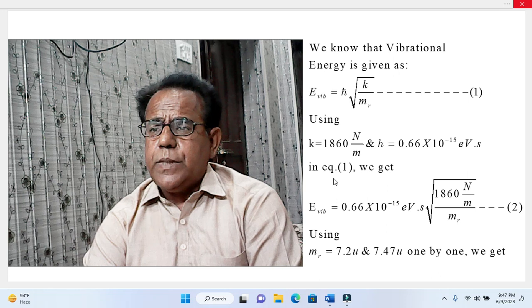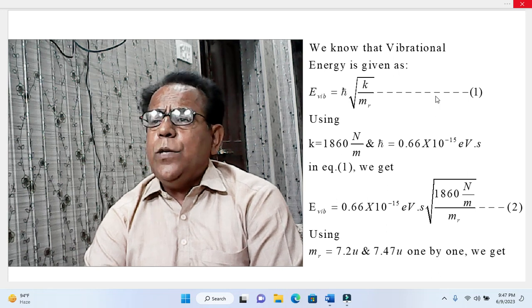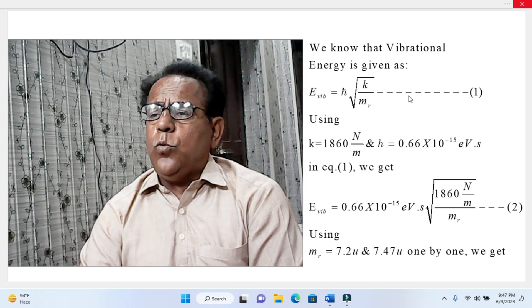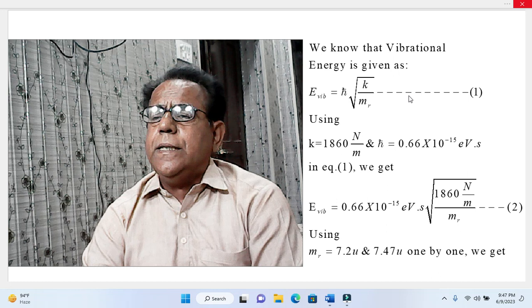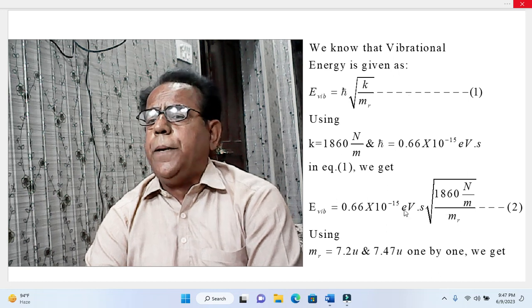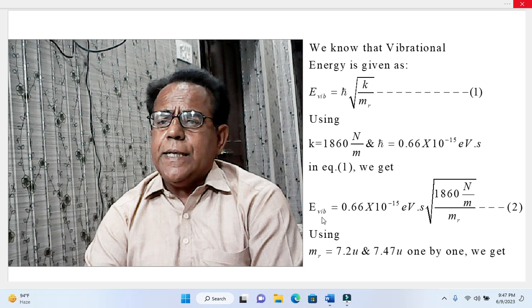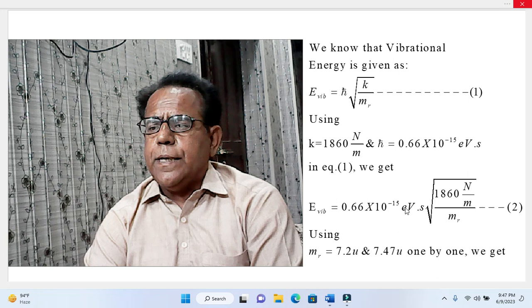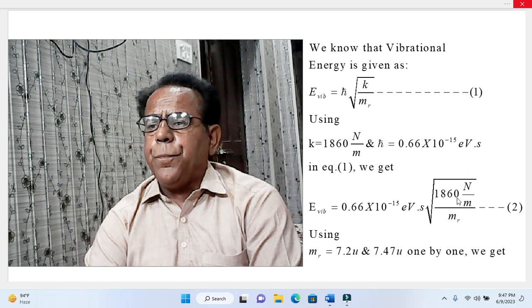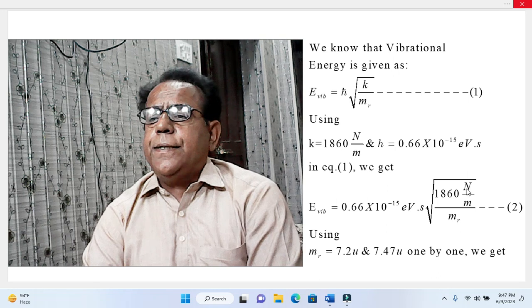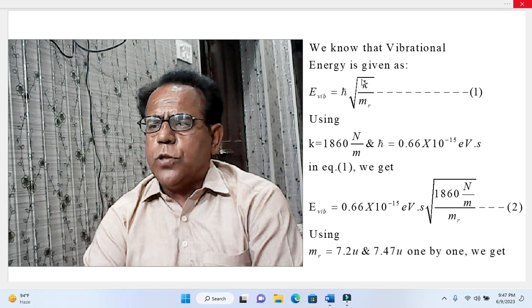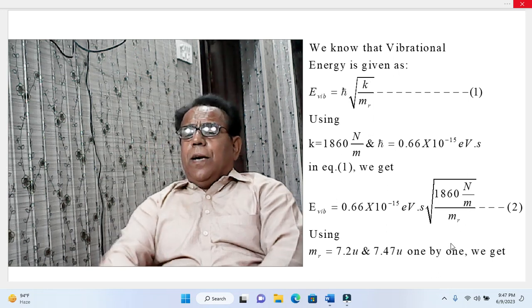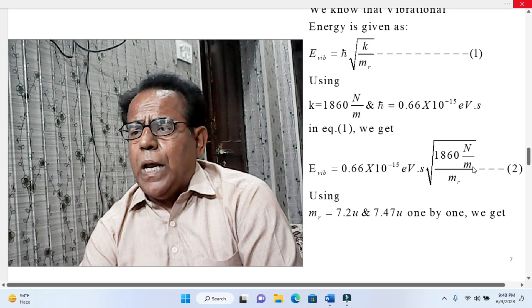Okay, in equation number 1 we will put these two values, and then this modified equation will assume the shape of equation number 2. We get E vib, that is vibrational energy, is equal to 0.66 into 10 to power minus 15 electron volt into second into 1860 Newton per meter. This is the value of force constant k divided by mr. Here we have not yet put the value of mr.